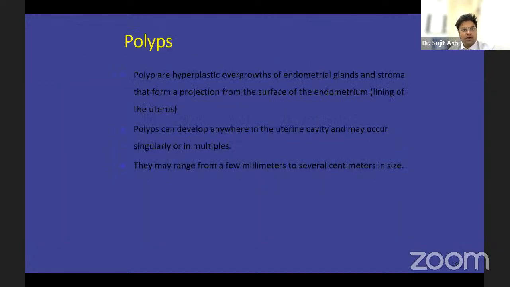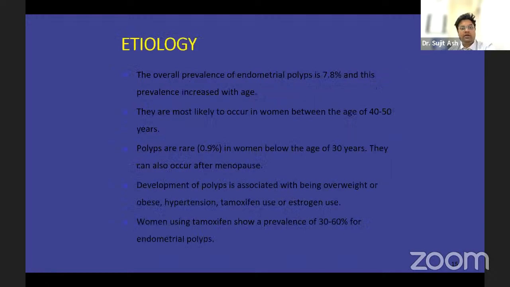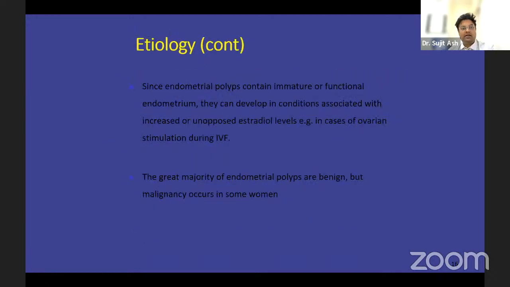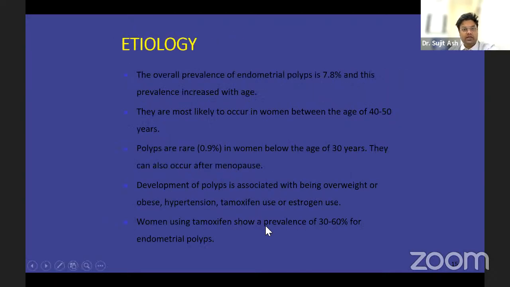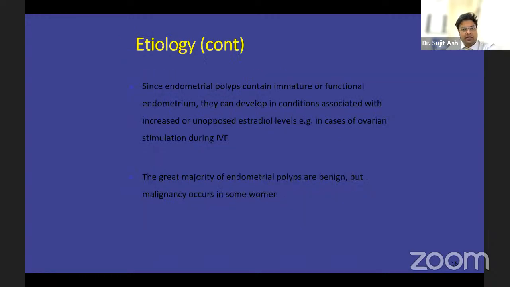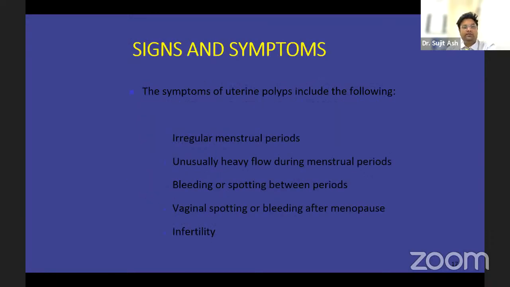So what are polyps? Polyps are hyperplastic growth of the endometrial gland and stroma. So we have to treat any polyp because this can interfere with a lot of other things. There are different etiologies which can be there. Most of the times it can be because of unopposed estrogen exposure to the endometrium. That is why the polyps are seen. This is majorly also seen in cases of IVF treatment.